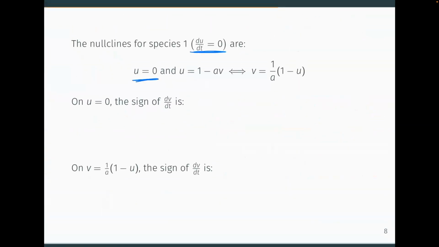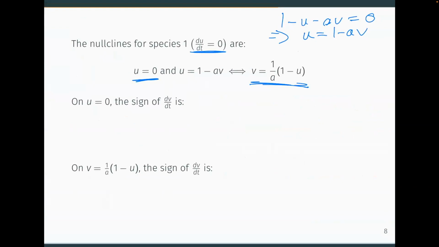So that means u is equal to 0 is one of my nullclines. My other nullcline, we had 1 minus u minus av must equal 0. So that implies that u must equal 1 minus av. Or I could write this as v is equal to 1 over a times by 1 minus u.